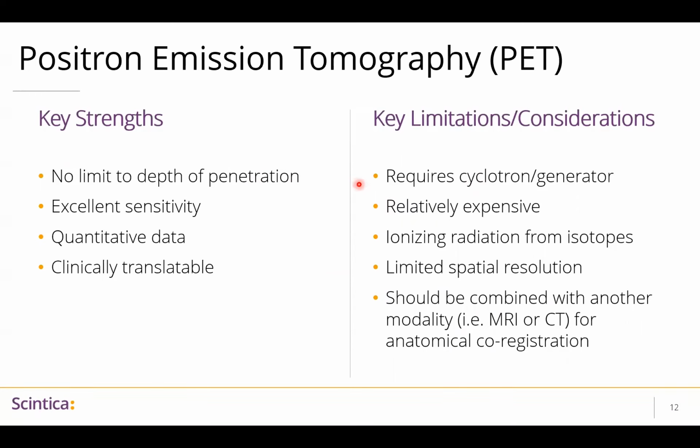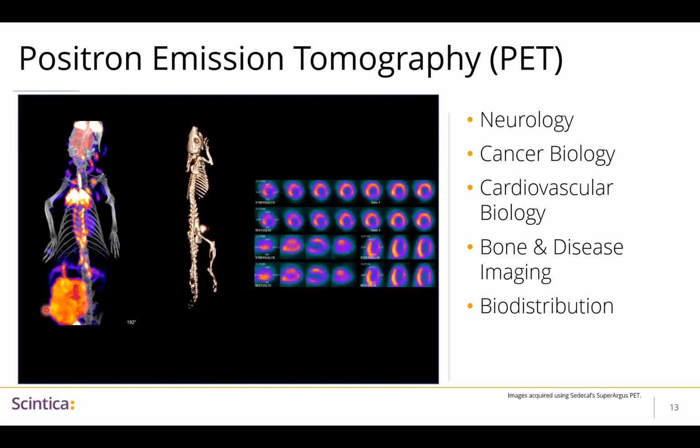Some considerations is again, as we talked about, having the cyclotron or a generator for the radionucleotides that we need close by. The systems themselves can be relatively expensive, and getting the contrast agent developed or the chemistry involved can also be expensive. We need to think about the ionizing radiation coming from the isotopes, although this is less of a consideration as it would be for something like CT. The spatial resolution, depending on the system, may be limited, and often we need to combine the imaging from PET with another modality such as MRI or CT to provide us with some anatomical context for where that signal is coming from. So here we can see a PET CT image looking at a tumor.